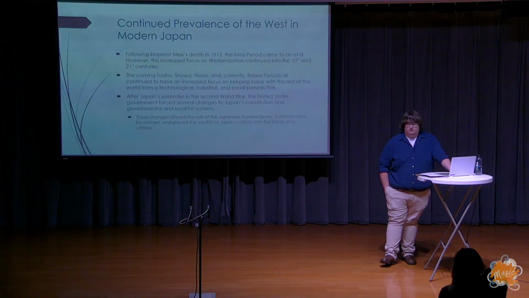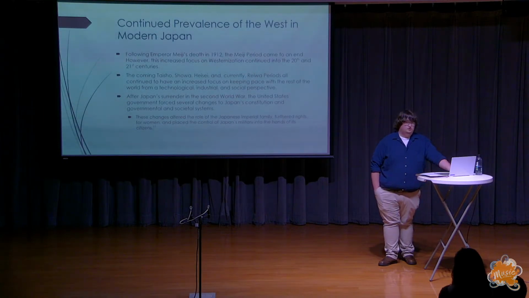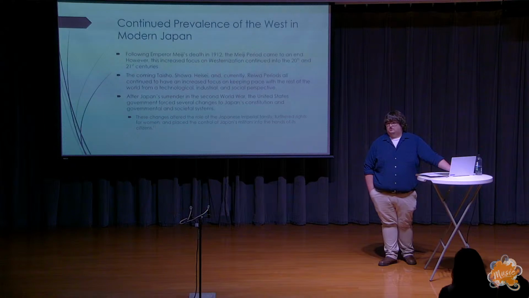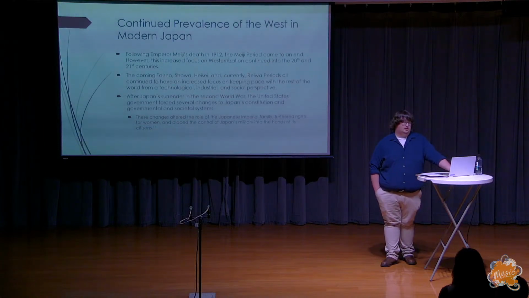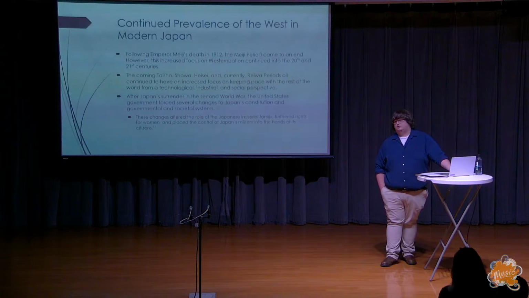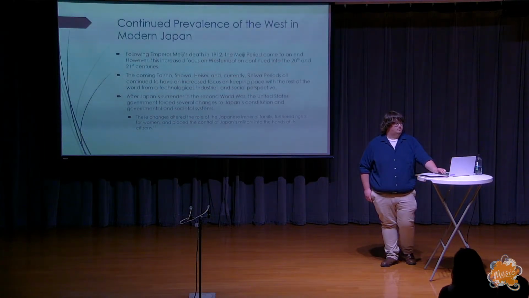And after Japan's surrender in the Second World War, the United States government forced several changes to Japan's government, essentially rewrote its constitution to more heavily reflect the U.S.'s constitution, more democratic process and things like that. It altered the role of the Japanese imperial family, extended rights to women, and placed control of Japan's military more firmly into the hands of its people rather than only its government.